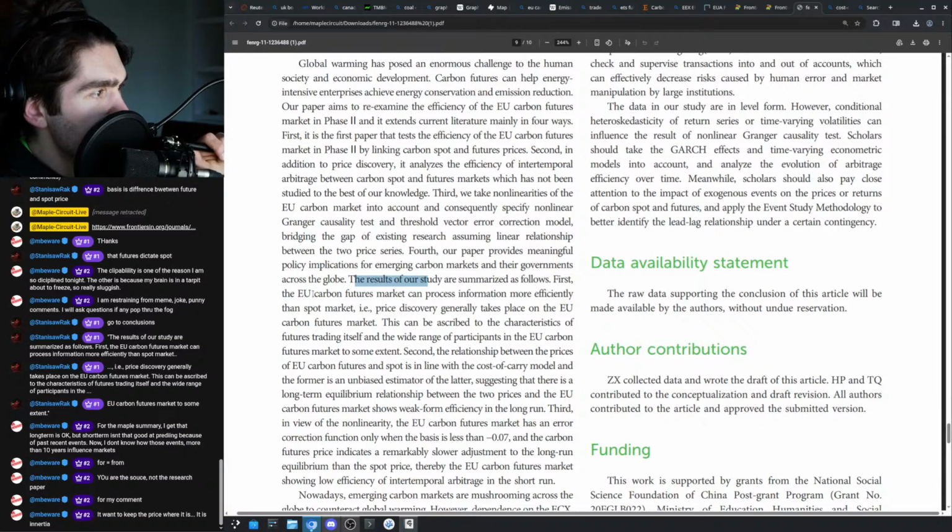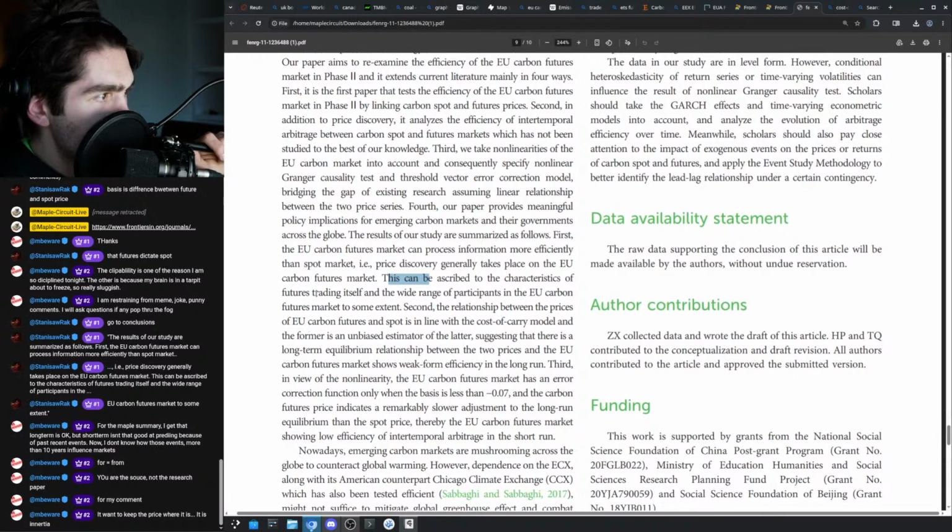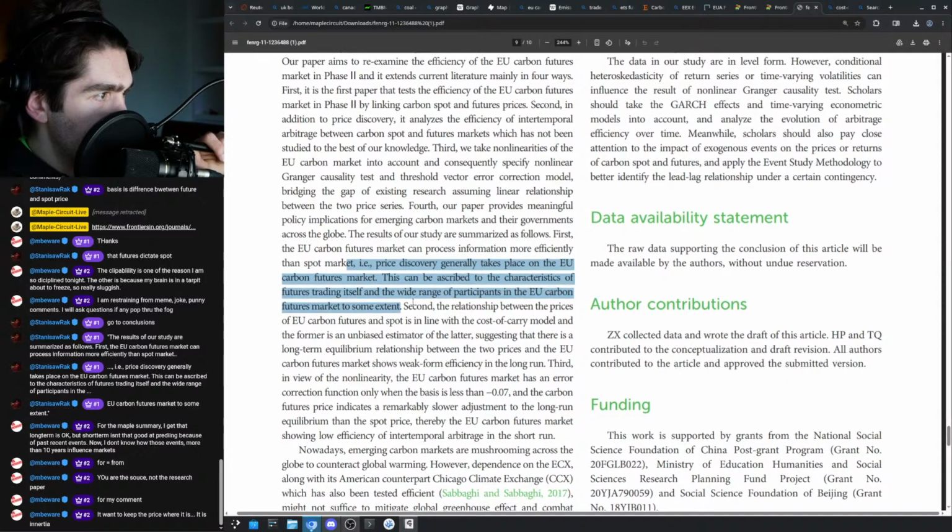First, the EU carbon futures price can process information more efficiently than spot market, i.e., price discovery generally takes place on the EU carbon future market. This makes sense. There's more people playing in it. You're going to get the right price. This can be ascribed to the characteristic of futures trading itself and the wide range of participants in the EU carbon futures market to some extent. So, yeah, we've talked about that ad nauseum.